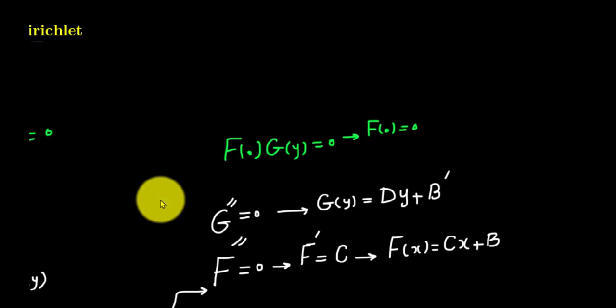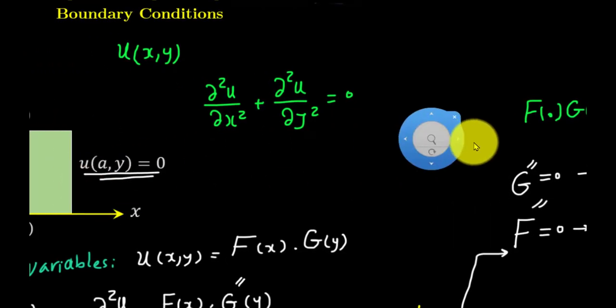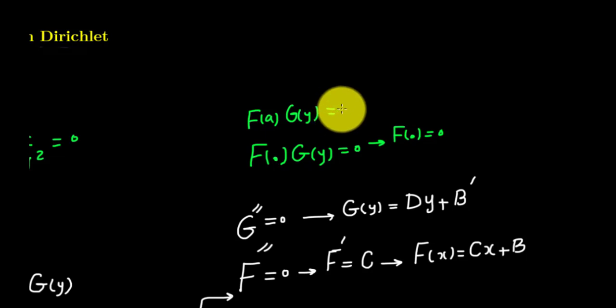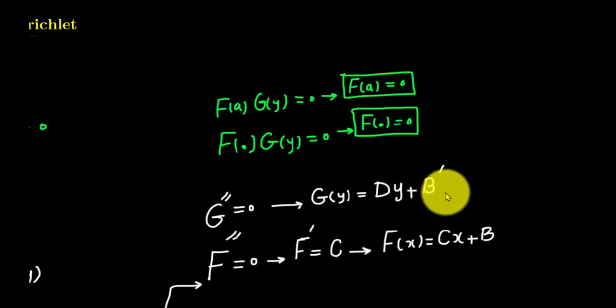And similarly, you can argue that for the right hand side of the rectangle, we will have f of a times g of y equal to 0. So it is true for any point along the right hand side of the rectangle, so it gives me capital F of a equal to 0. So these are the two boundary conditions coming from the left and the right hand side of the rectangle.